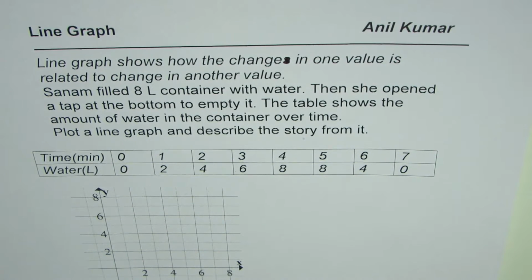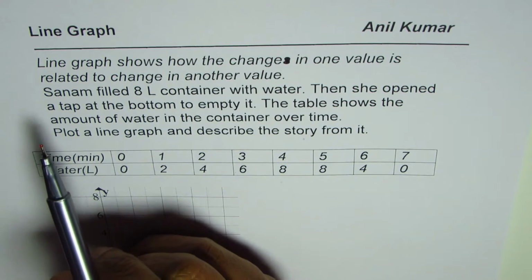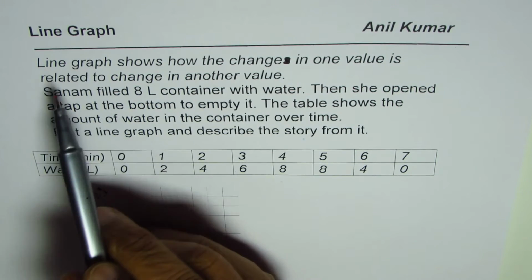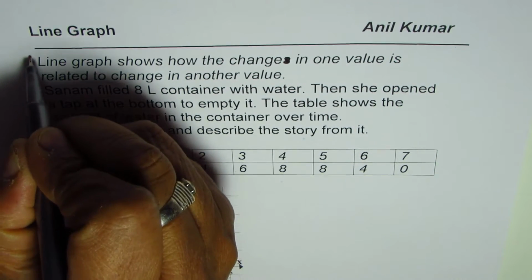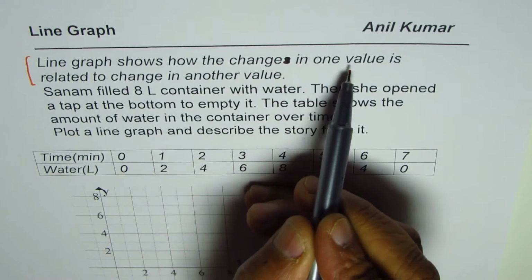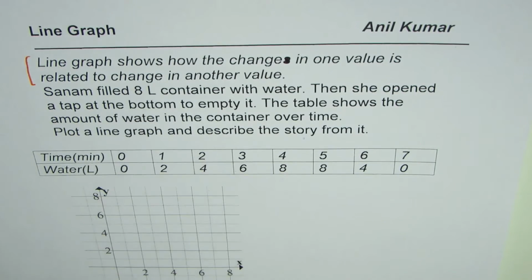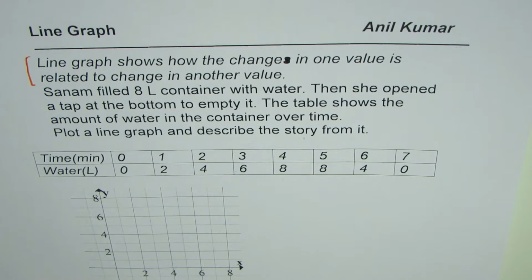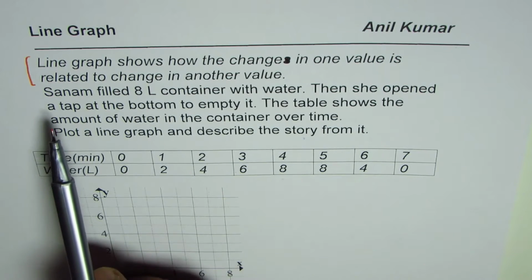I'm Anil Kumar, and now let us understand what a line graph is, how to sketch one, and how to read it. So let's begin with the importance of the line graph itself. A line graph shows how the change in one value is related to the change in another value. Whenever you have a line graph, we normally have two values, and we are seeing how one changes with respect to the other.